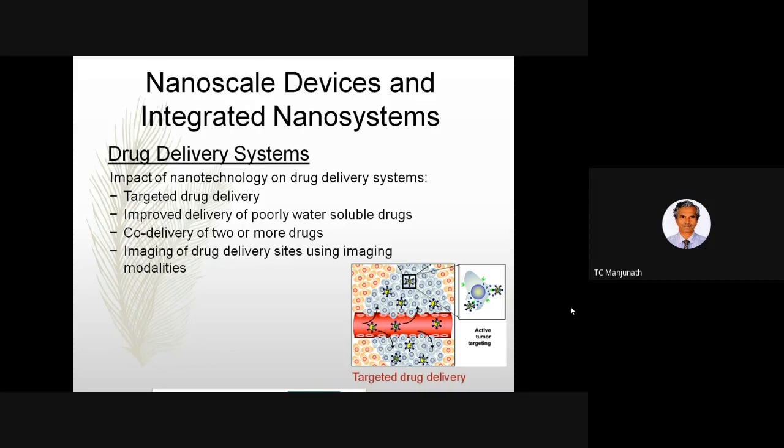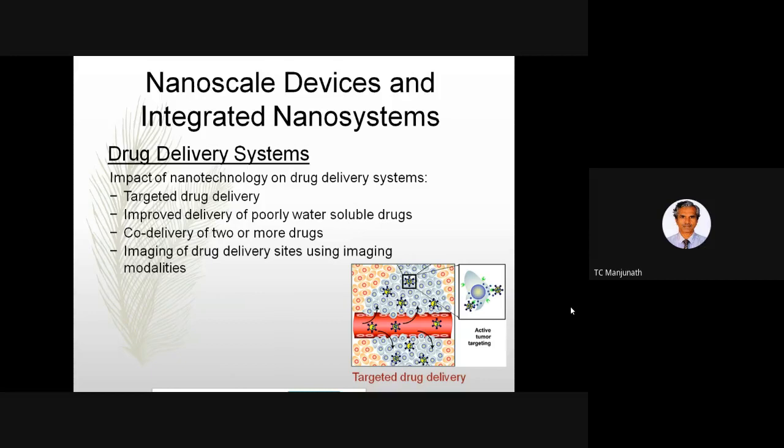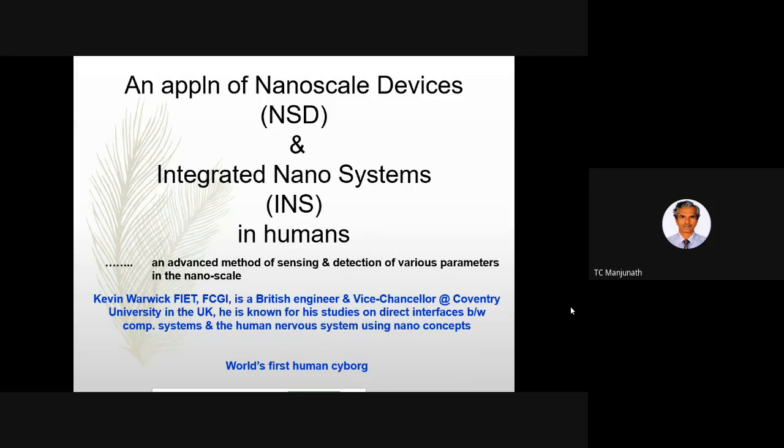Right. Now, using all these devices that I have told, which make use of nanotechnology concepts, I'm taking you to one of the most exciting concepts in the world. That is an application. What is this? An application of a nanoscale device and integrated nano systems in humans. It is an advanced method of sensing and detection of various parameters at the nanoscale. You might have heard of Kevin Warwick. Kevin Warwick is the world's first human cyborg.